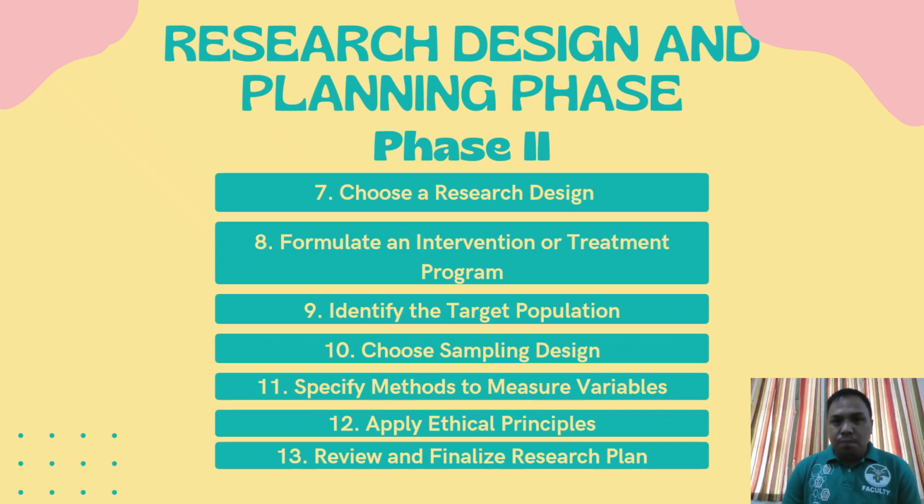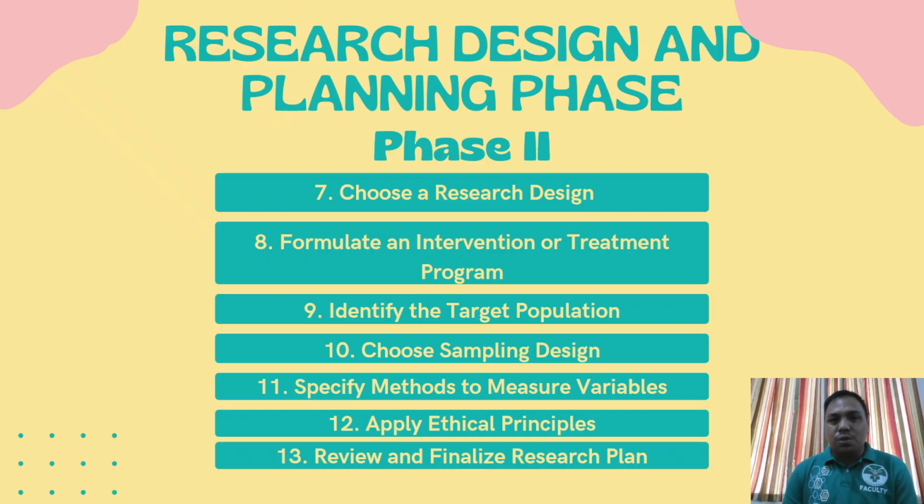In phase two of a quantitative study, the focus is on developing a clear and organized plan for conducting the research. The researcher begins by choosing an appropriate research design that best fits the purpose and objectives of the study. Next, they formulate an intervention or treatment program if the study involves testing the effect of a specific variable or procedure. The target population is identified to determine who will participate in the study, followed by selecting a sampling design to decide how participants will be chosen.